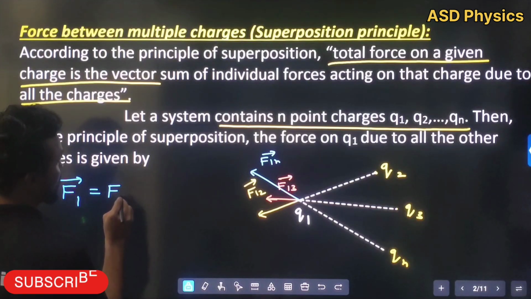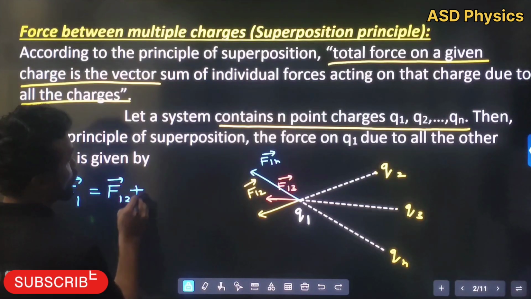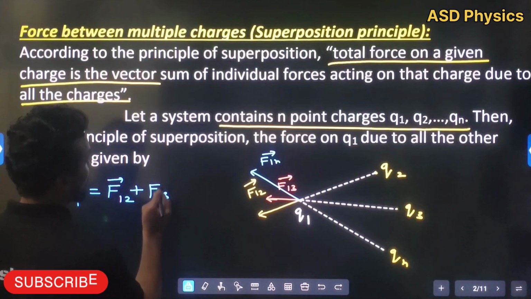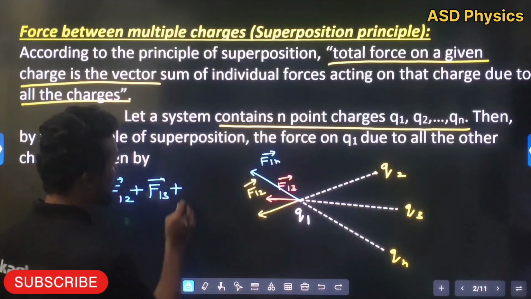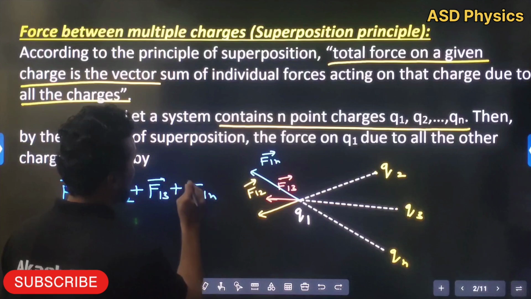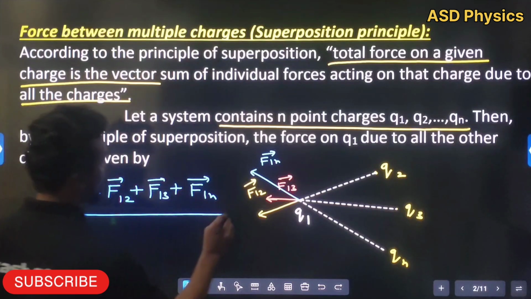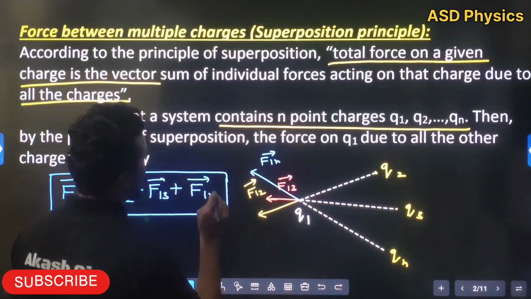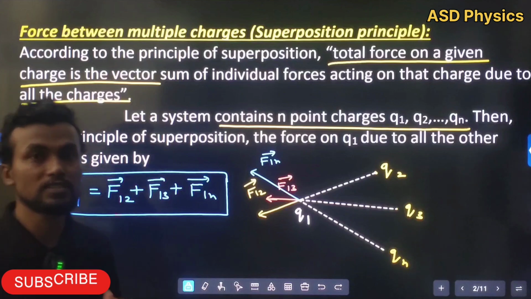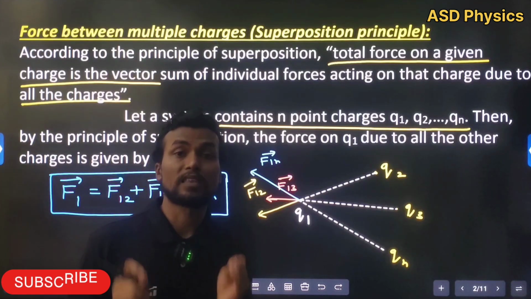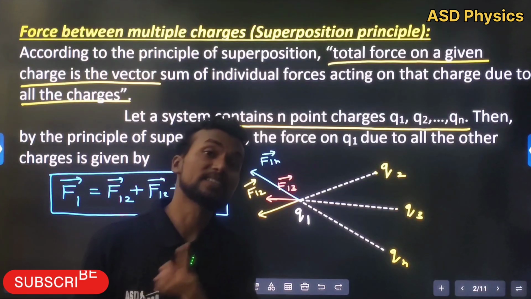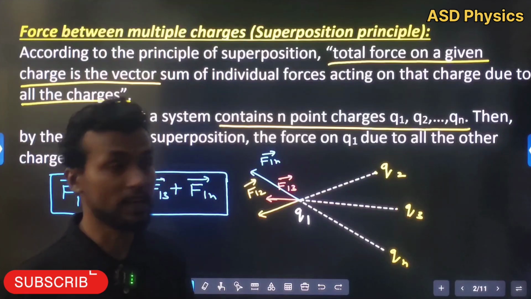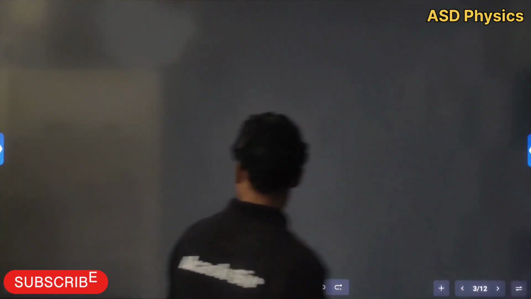That means we can write here F12, F13, up to F1n, vector sum. Now before going into the cases, we should remember the triangle law of vector addition, and it is similar to the parallelogram law of vector addition also, that I will just tell you here.